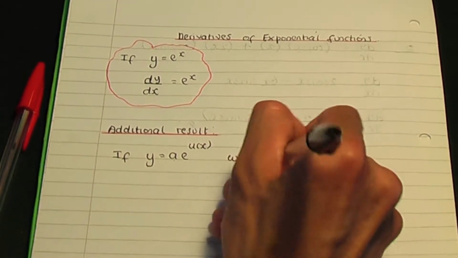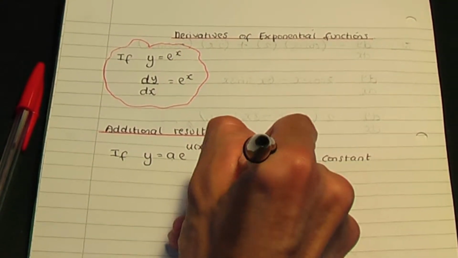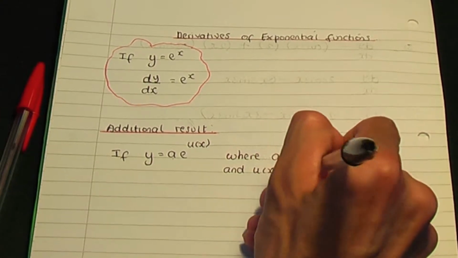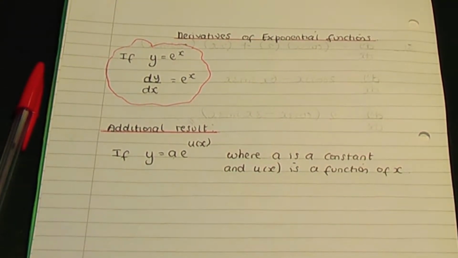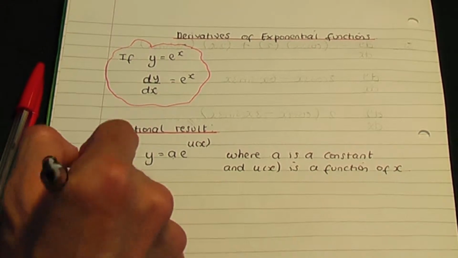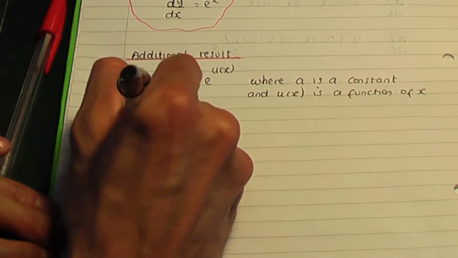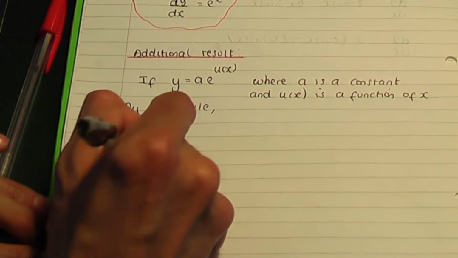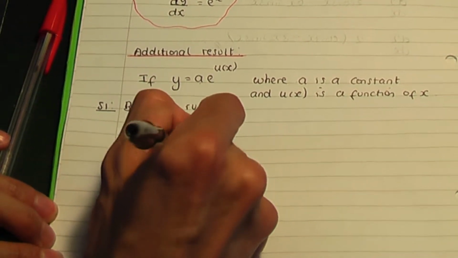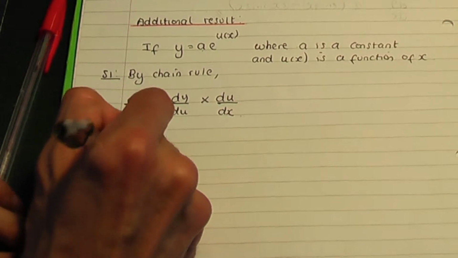So where a is a constant and u(x) is a function of x. So let's come up with the derivative of this result using the chain rule. So let me go through the steps. In step number 1, let me quote the chain rule. By chain rule, to work out the gradient function dy over dx, it's dy by du multiplied by du over dx. Okay, so step number 1, quote your chain rule.